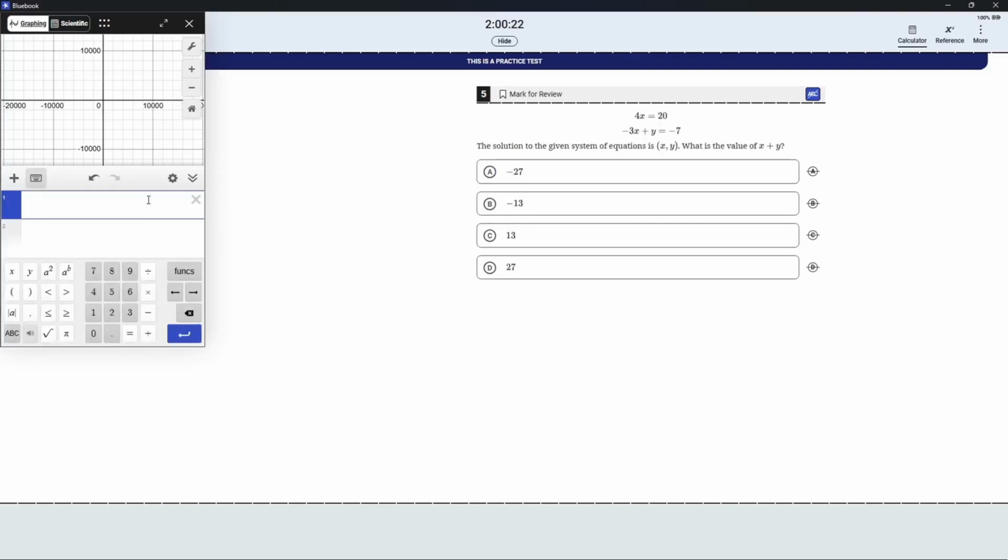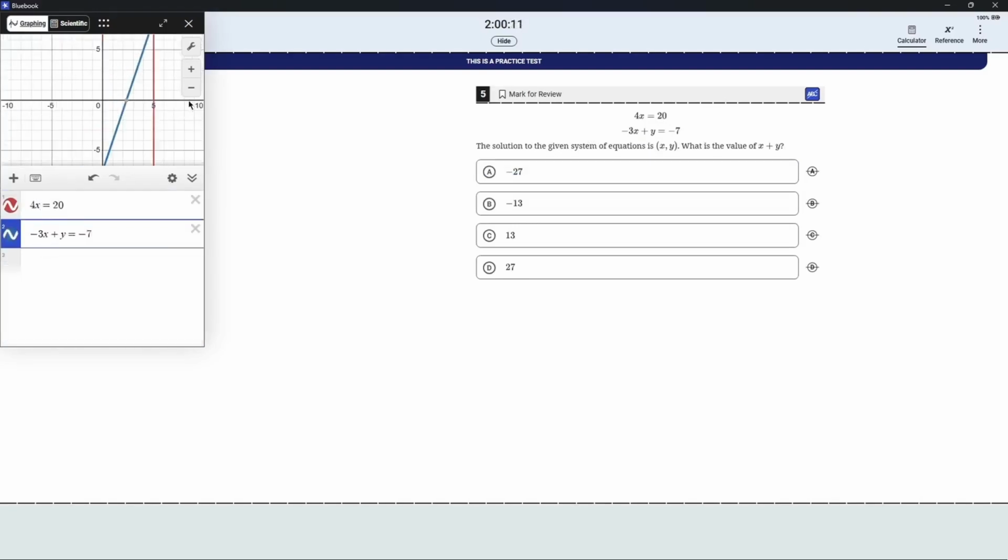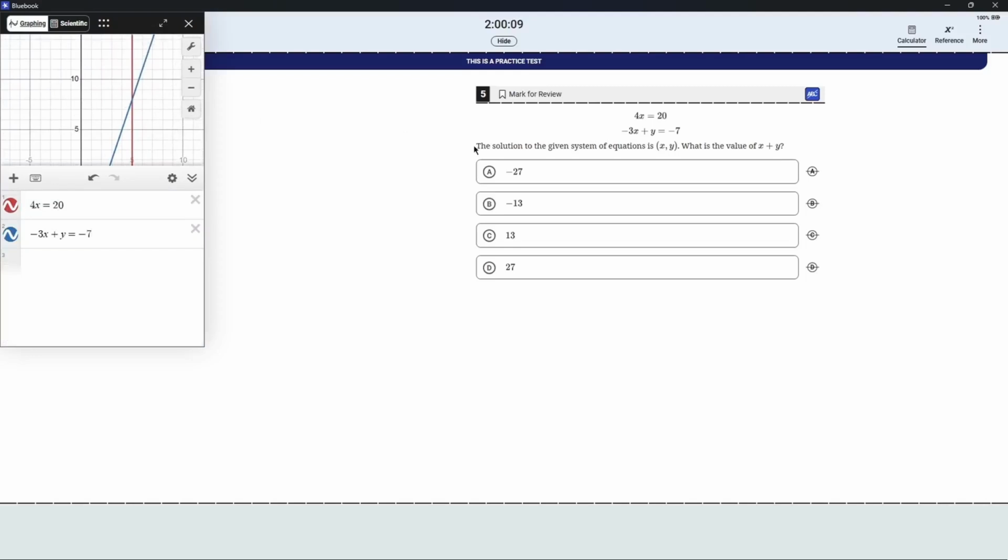All right, so the next question is a system of equations. So just type it into Desmos. It will graph it for you, and it's asking, the solution to the given system of equations is x and y. What is the value of x plus y? So the solution is 5 and 8. So you have to add 5 and 8, which gives you 13.